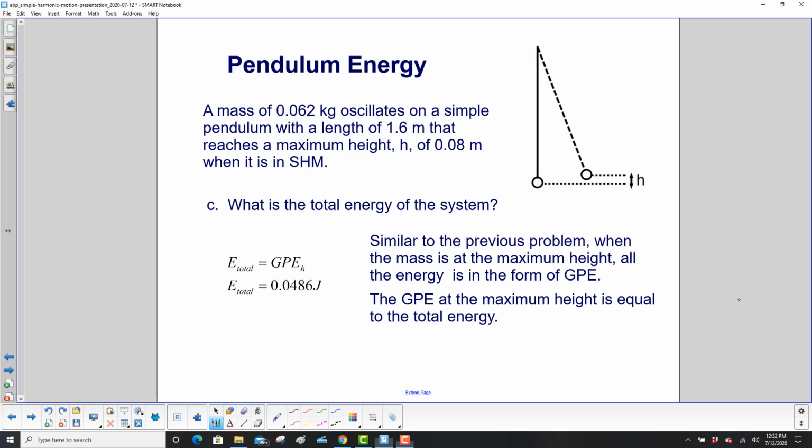What is the total energy of the system? Well, at the top, all the energy is in GPE, and at the bottom, all of it's in KE. So the maximum energy is either the kinetic energy at the bottom or the gravitational potential energy at the top. So the total energy is the same. It's 0.0486 joules.